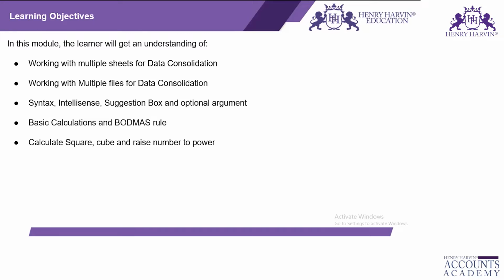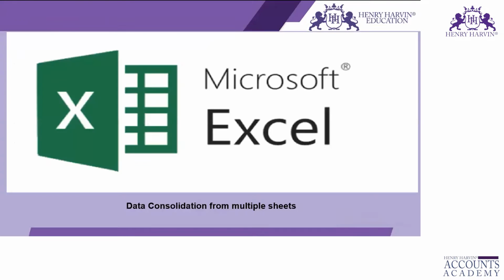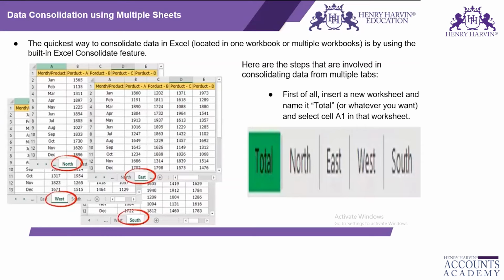Now coming to multiple files. Let's say in the same workbook you don't have all the data, but you have the data in different files. Along with that, you will merge it. Now coming to the syntax, IntelliSense and suggestion box, we took it to the further part. So here, let's say in the particular sheet we have the data related to north, east, west and south sections.